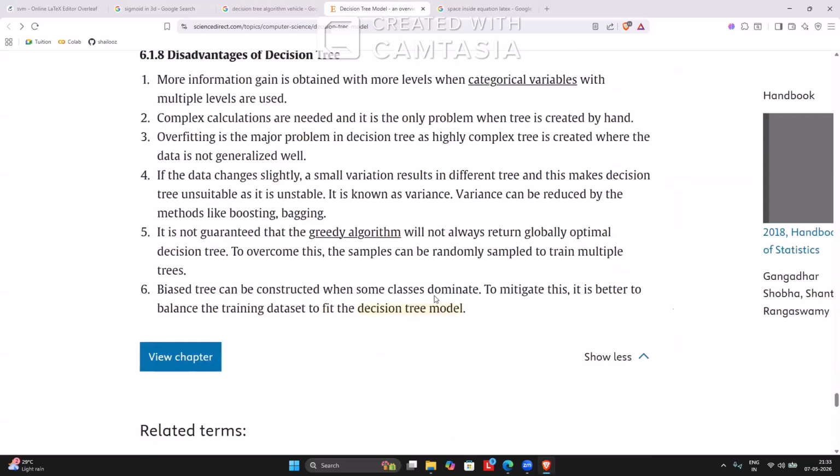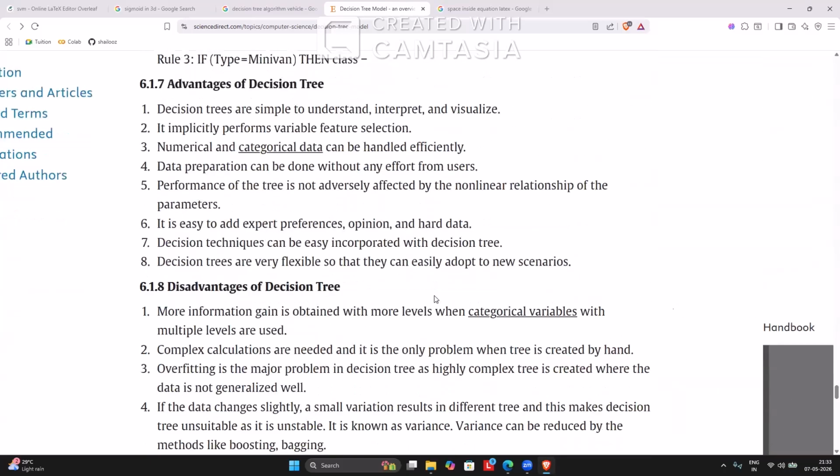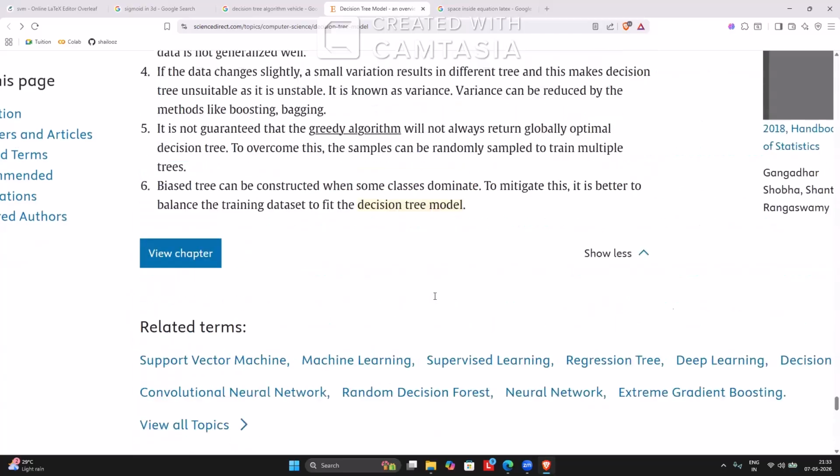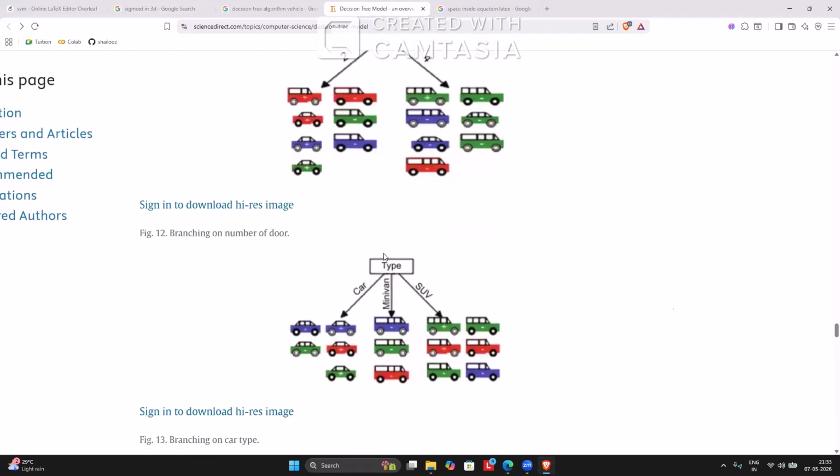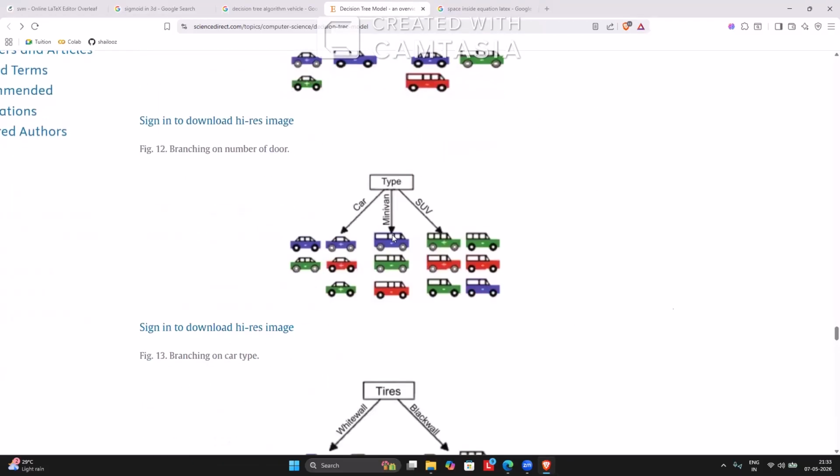So on calculating the information gain of all these things, what will happen? We will decide on a particular target. Among the attributes color, type, doors and tires, the type has the gain equal to 0.2. So we will consider this type because from this itself you can see that if it is minivan, definitely we are saying that there is no accident, right? So a kind of certainty is there, right? Are you getting that point?